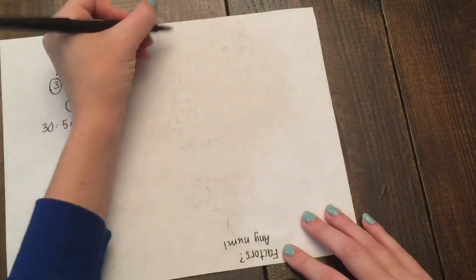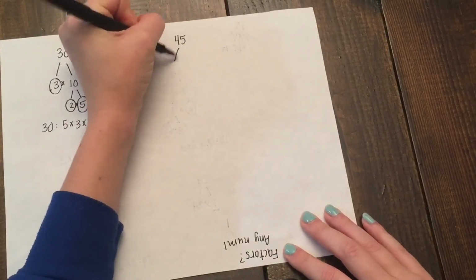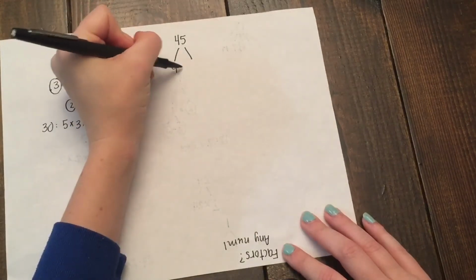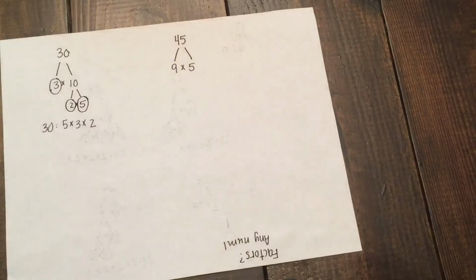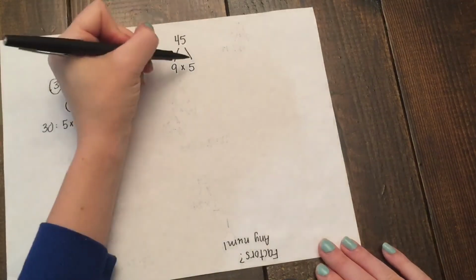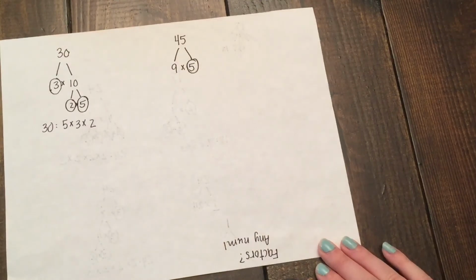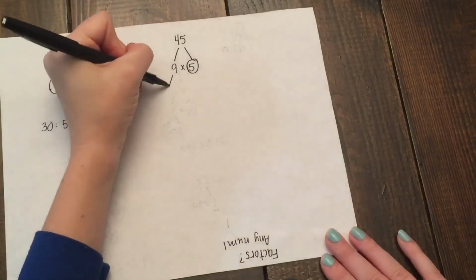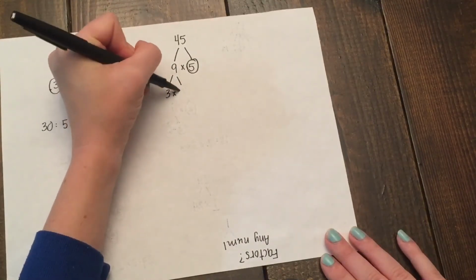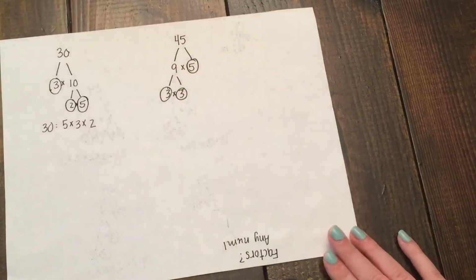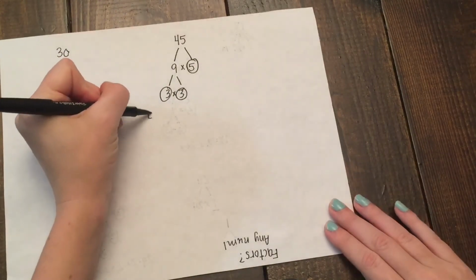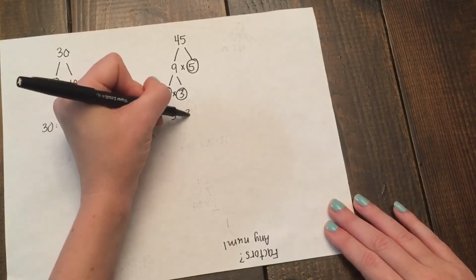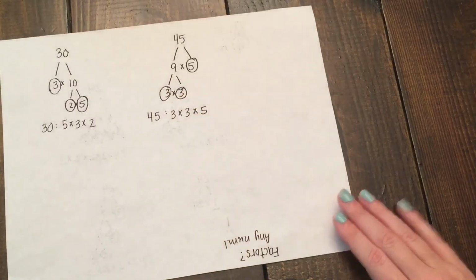Let's do one more. Let's do 45. What two numbers can I multiply together to get 45? Well, I know I can do 9 times 5. And if you have your chart, or if you looked at the video, you know that 5 is a prime number. The only factors are 1 times 5. 9 can be reduced to 3 times 3. And those are also prime numbers. So I know that the prime factorization of 45 is 3 times 3 times 5.